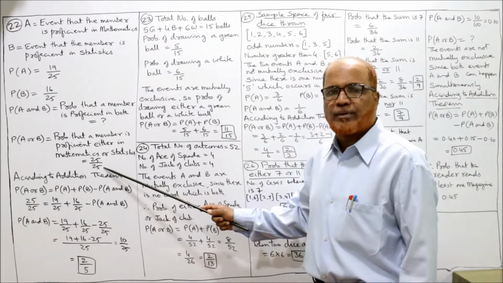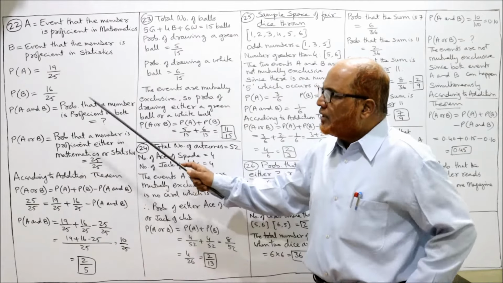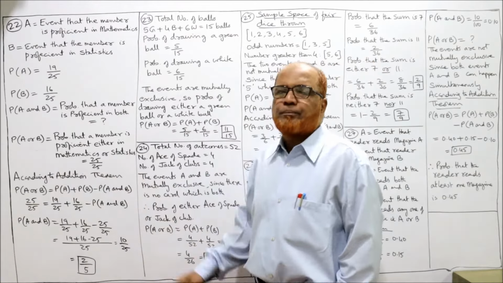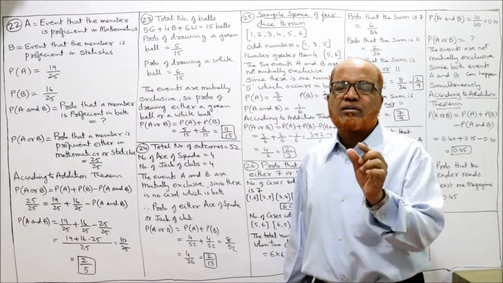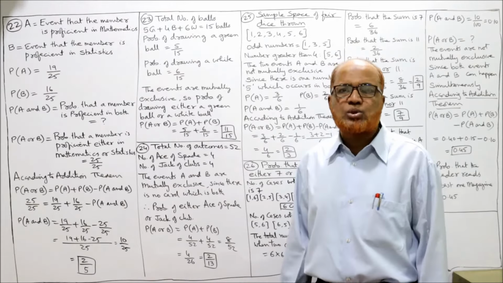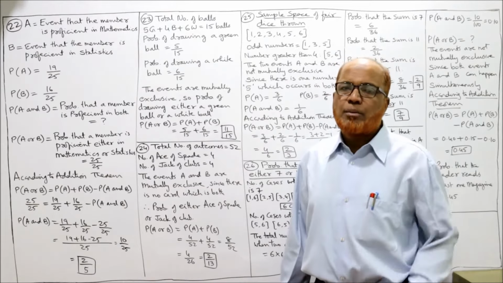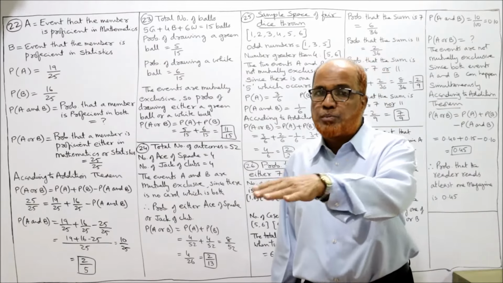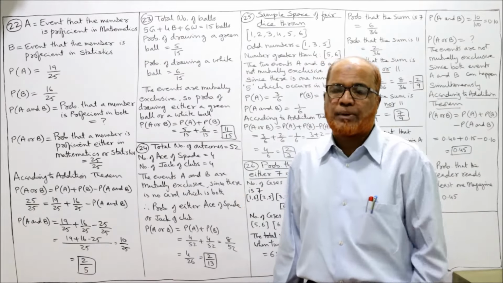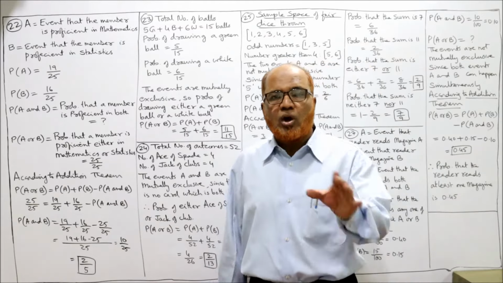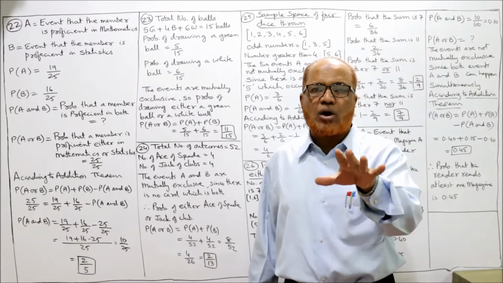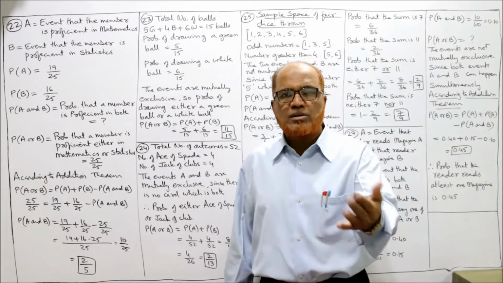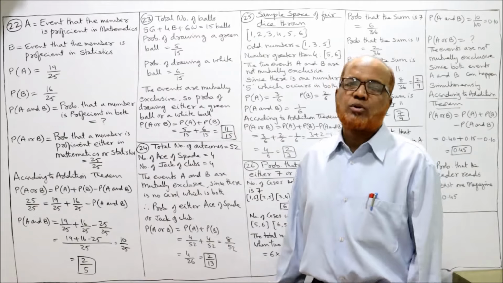So 25 by 25. Now see here, whenever we have to find A or B, we apply the addition theorem. By using the addition theorem, we can get P of A and B. Now while applying the addition theorem, we have to see whether the events are mutually exclusive or not mutually exclusive. Mutually exclusive means if A happens, B will never happen; if B happens, A will never happen. This is called mutually exclusive. Not mutually exclusive means A and B can also happen simultaneously. When both can happen, it is called not mutually exclusive.